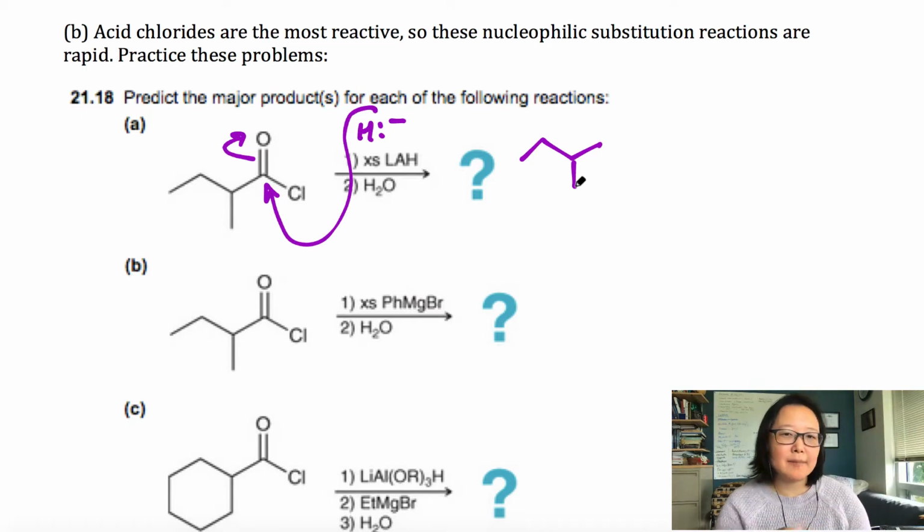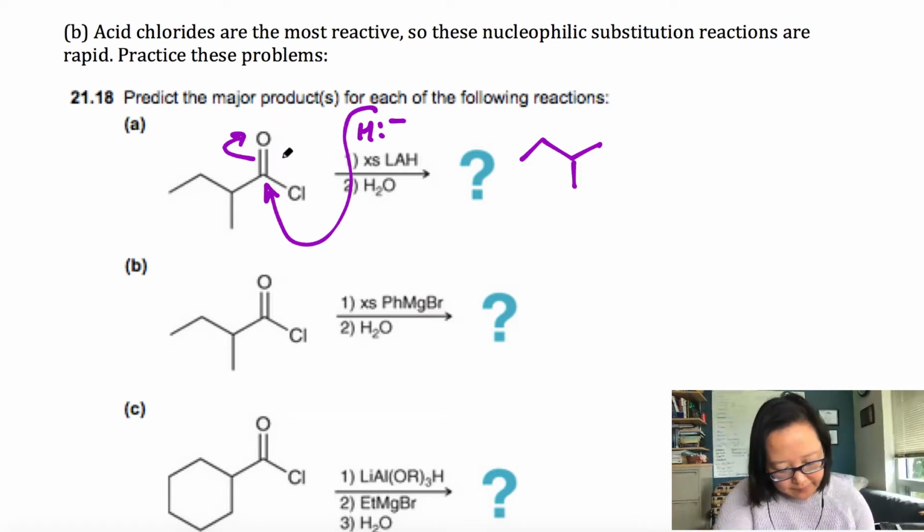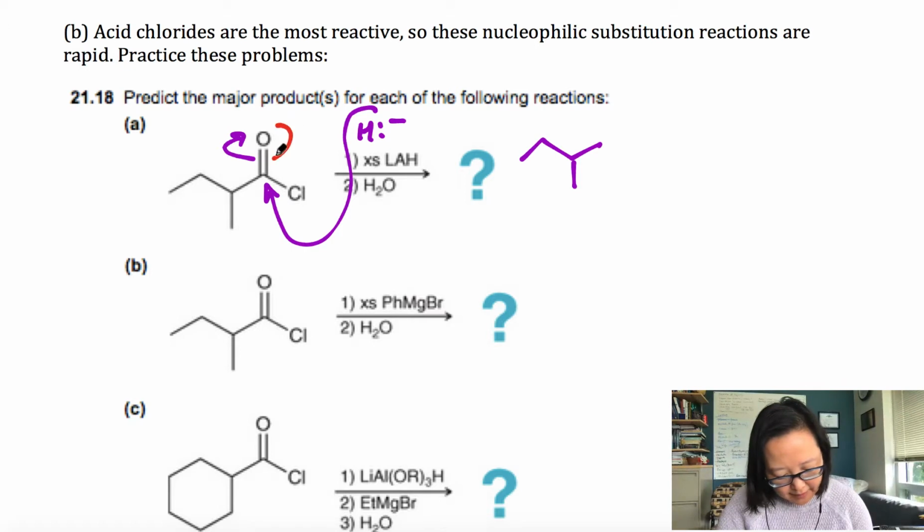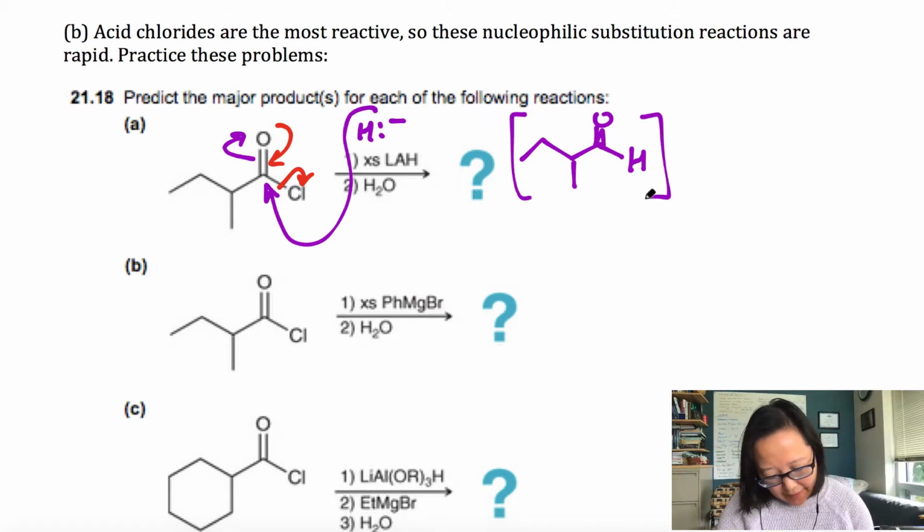If I showed a mechanism, I would stop here, draw the intermediate, show more arrows. But for our purpose, I think we just want to show the product. So I'm just going to combine my arrows. And that's sort of a no-no in organic chemistry. I think my professor told me many times, don't do that. You get bad habits that way. But as long as you know the difference, I think it's a faster way of getting to the answer. So we're not showing a mechanism, just a product.